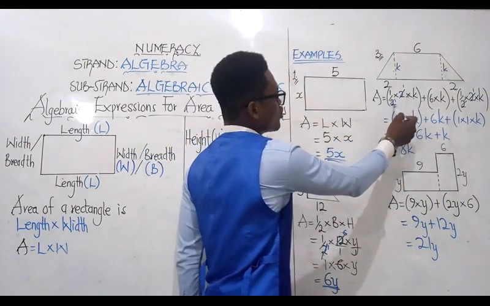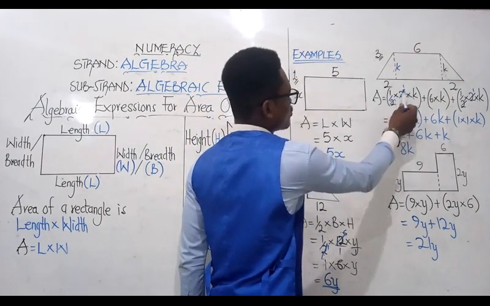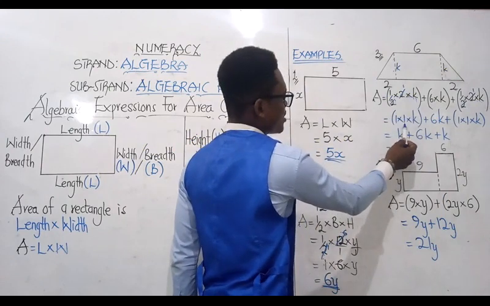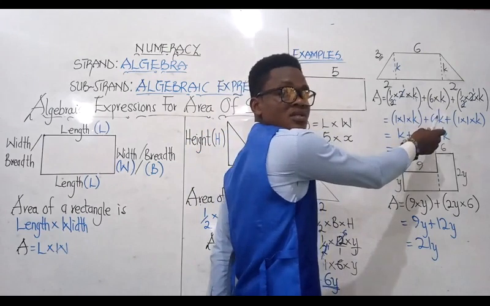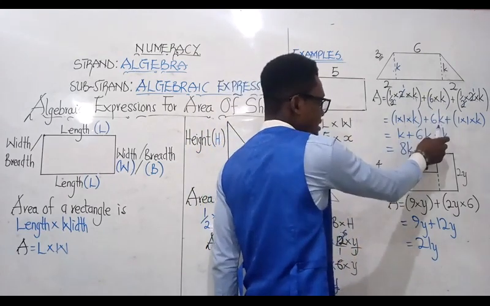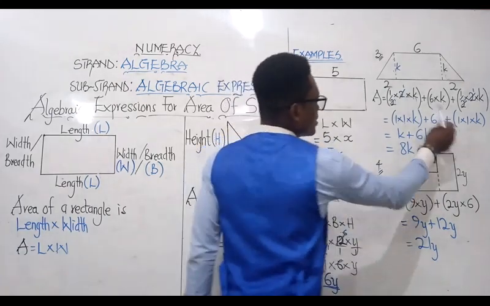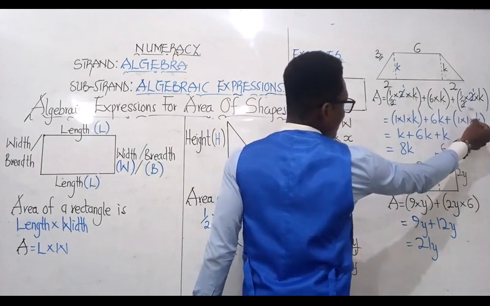So 2 will go into itself 1, and here too, 1. So you have 1 times 1 times k. Then 6 times k gives us 6k. 6 times k is 6k. And then we have the same solution over here. It applies to this one.